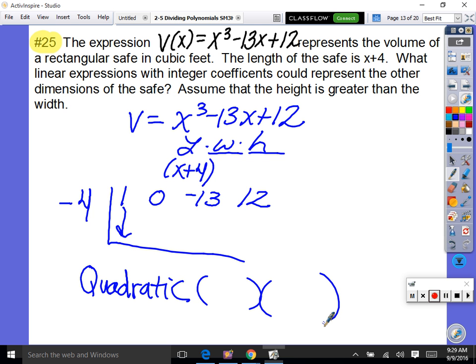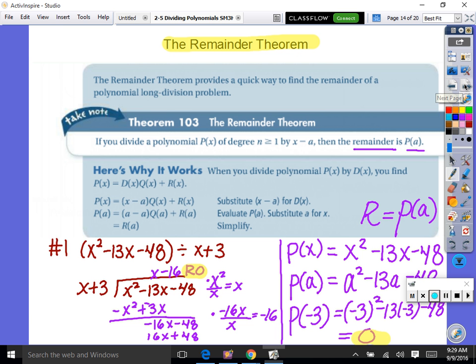Questions? Okay. Next thing is called the remainder theorem. So basically what this says is, I'm so sorry it's so rushed today. The remainder theorem provides a quick way to find the remainder of a polynomial of a long division or synthetic division problem.